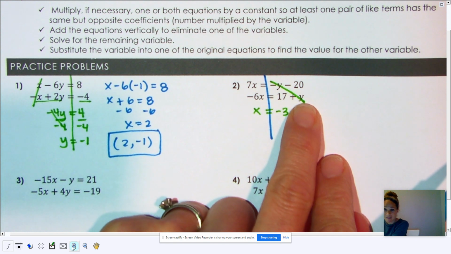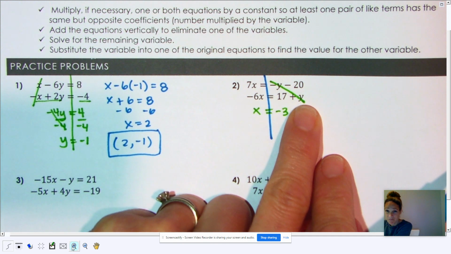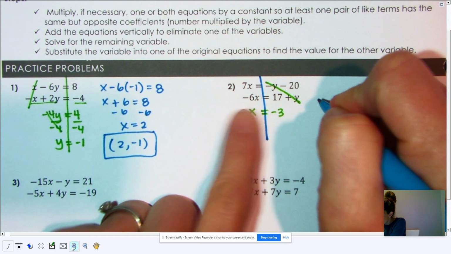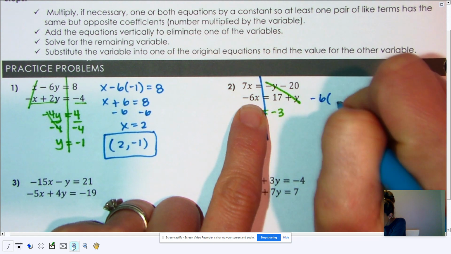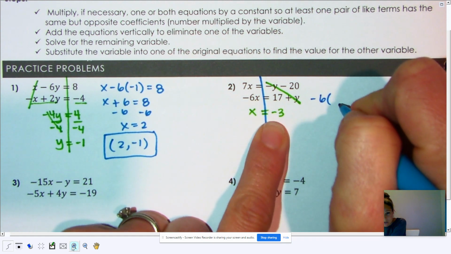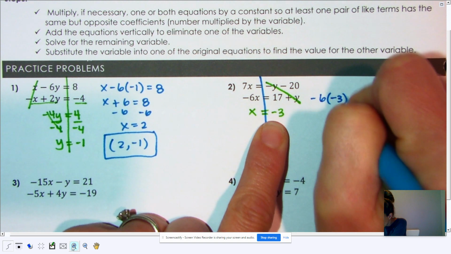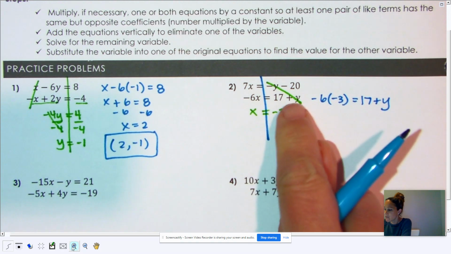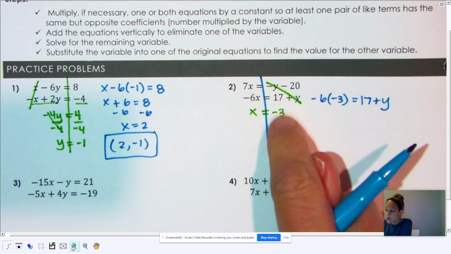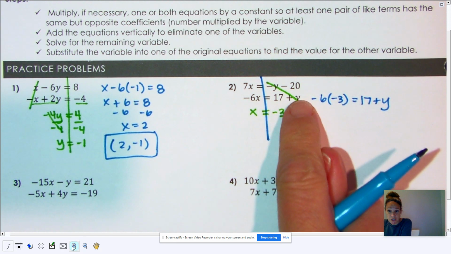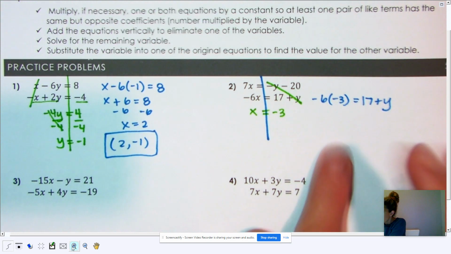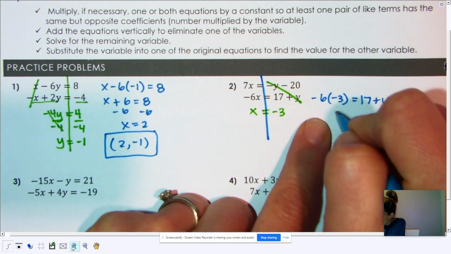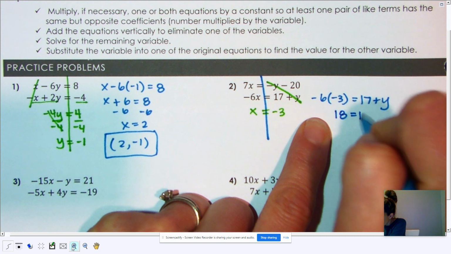Just because y is positive, you can plug it into the first one. Doesn't matter. You'll get the same answer. So I'm going to go negative 6, and then instead of the x, I know what x is equal to. It's negative 3, so I'm going to plug that in, equals 17 plus y. And remember, even though we canceled those out to get here, we're going back to the original equation that we had, okay? So then I'm going to go negative 6 times negative 3 is positive 18.